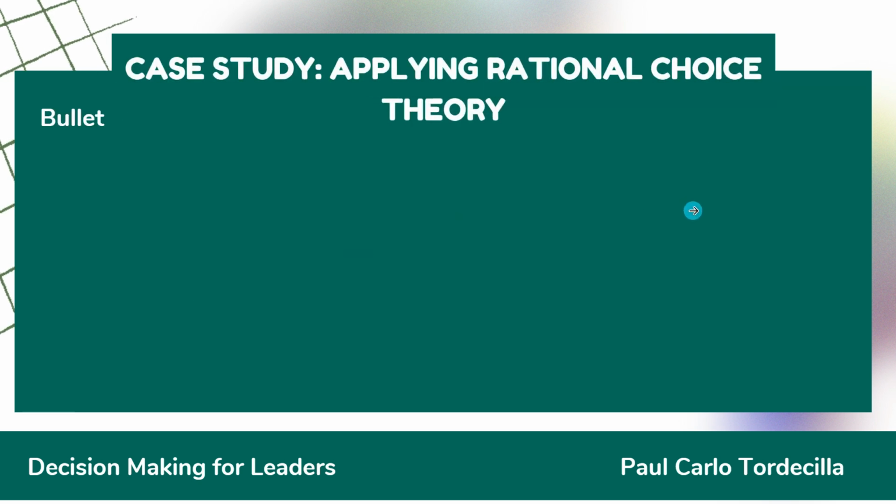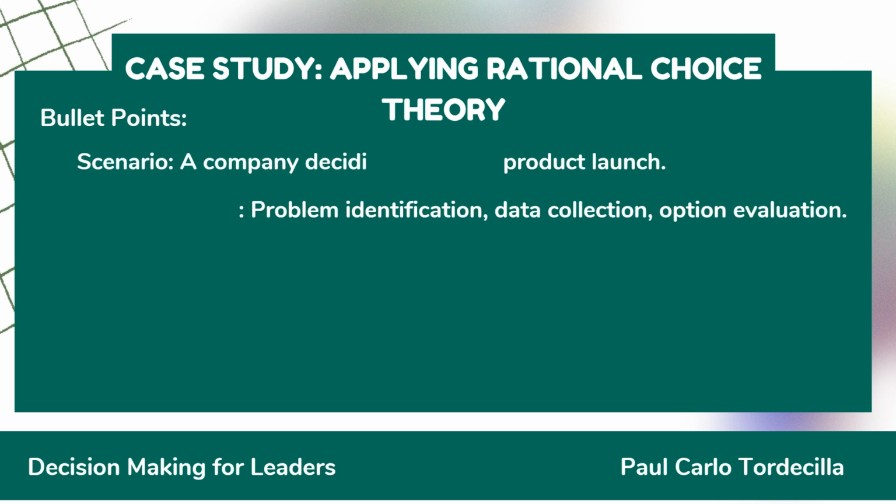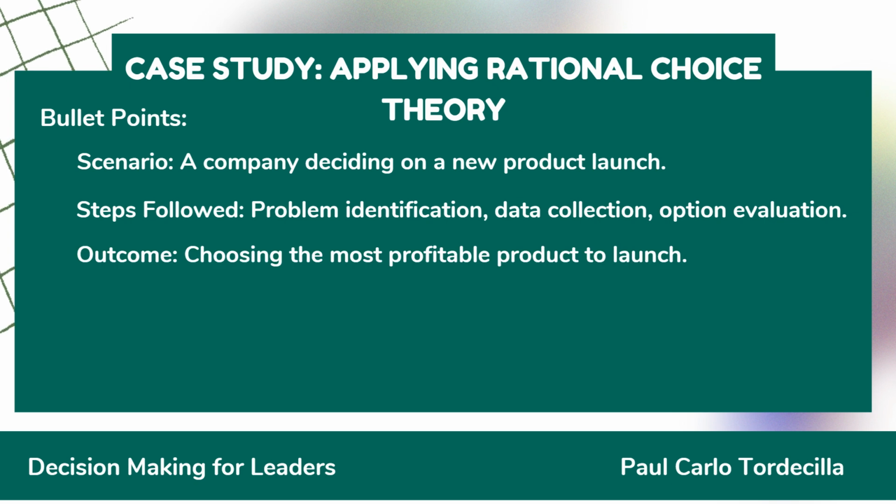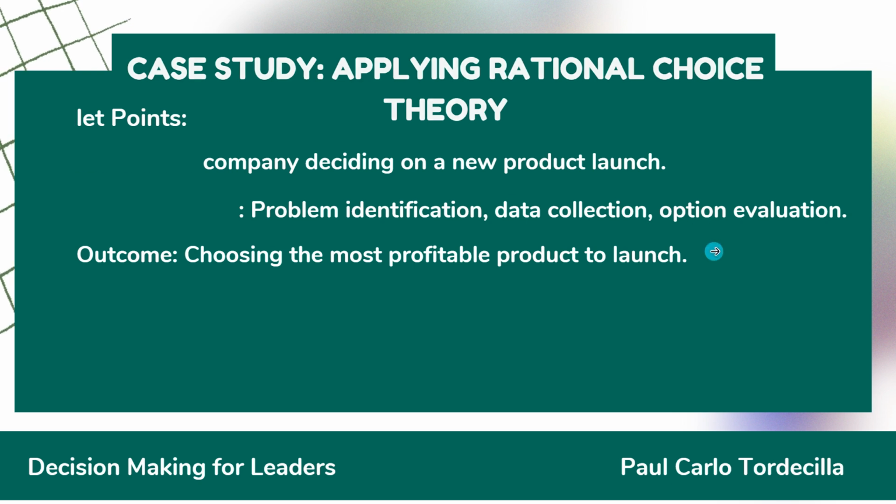Let's look at a case study where rational choice theory was applied. Imagine a company deciding on a new product launch. By following the rational decision-making steps, identifying the problem, collecting the data, and evaluating options, the company was able to choose the most profitable product to launch. This case illustrates how rational choice theory guides structured and effective decision-making.